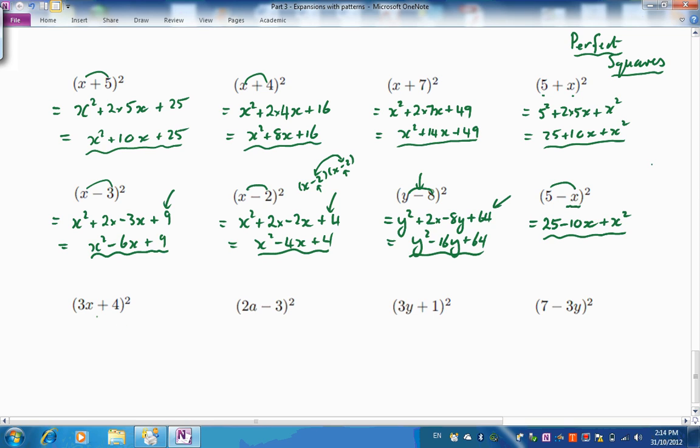Right, let's have a look over here. Got a 3x there, so it's the first term squared plus twice the product. Now what's the product? It'd be 4 by 3x. That'd be 2 lots of 12x. And then the end term squared, 16. So we've got 9x squared plus 24x plus 16.